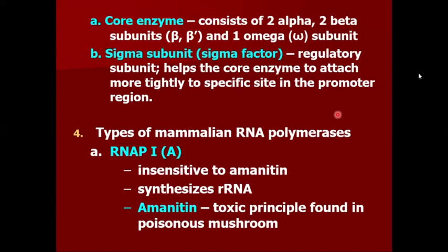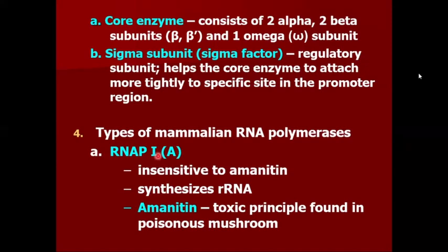Okay? So in prokaryotes, there's usually only one kind of RNA polymerase. In some instances, they are multi-subunit, like this one. In some species, it is only a single-subunit RNA polymerase. Now, we are interested in our body. What are the different kinds of RNA polymerases that we have?